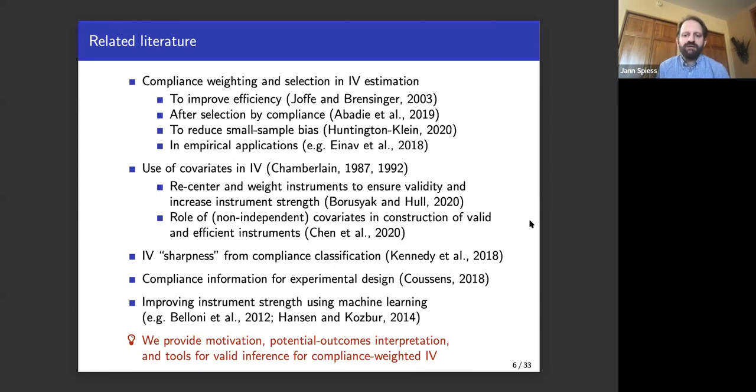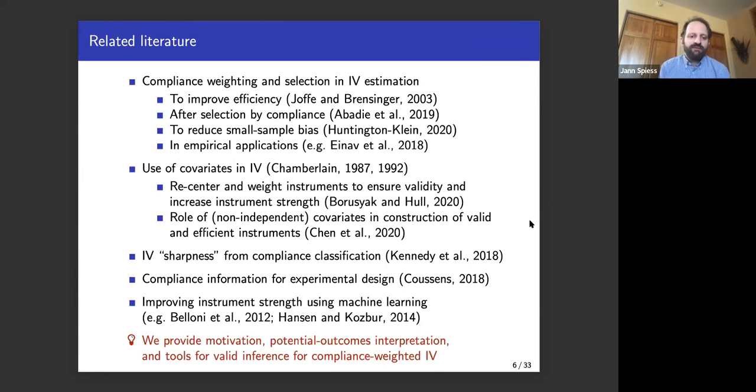And they also talk in a very similar way to what we derive here about weighting for efficiency. And then finally, Jann and co-authors have a recent paper on using generic machine learning predictors in the first stage of IV that also explicitly considers the use of covariates, although in the harder case where these covariates are not necessarily independent from the instrument.